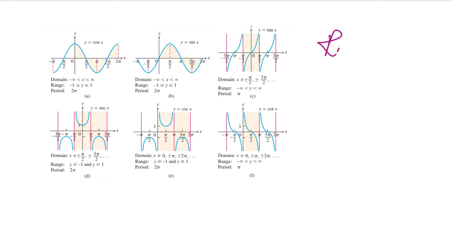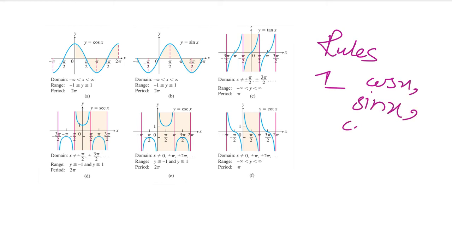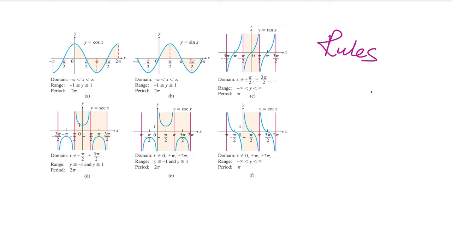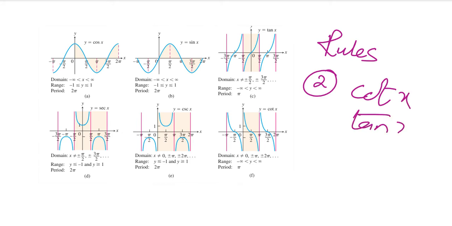So there are some rules that you need to remember. In cos x, sin x, cosecant x, and secant x, the period p will be equal to 2 pi. But the second rule is, in tan x and cot x, the period will be pi. You have to keep this in mind while solving the questions.